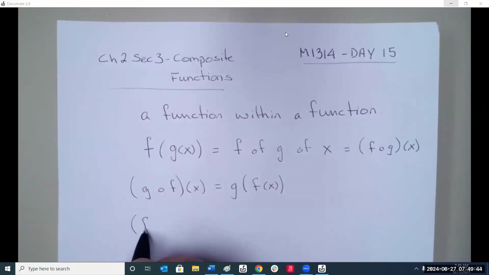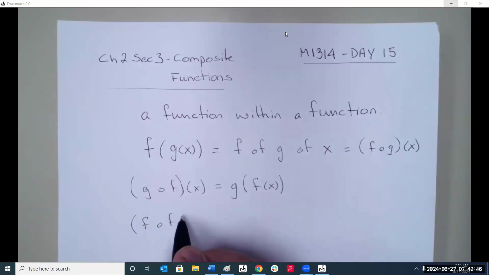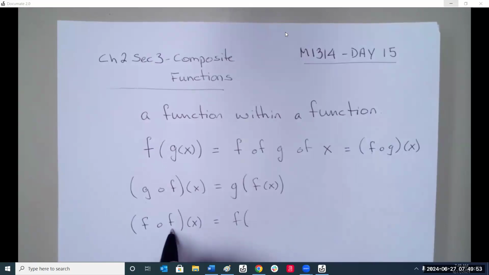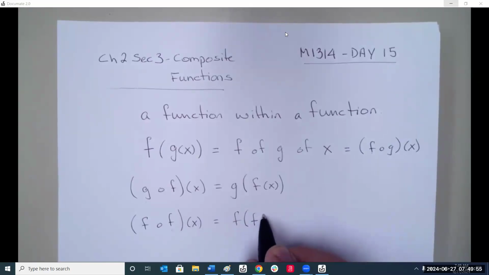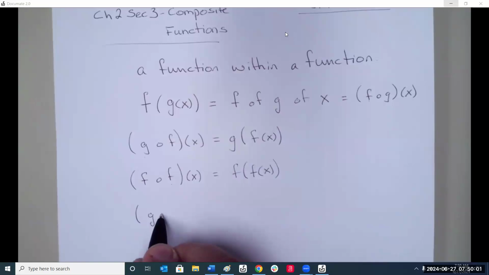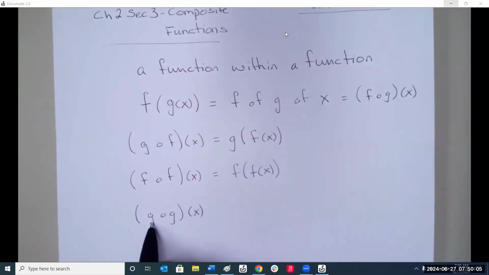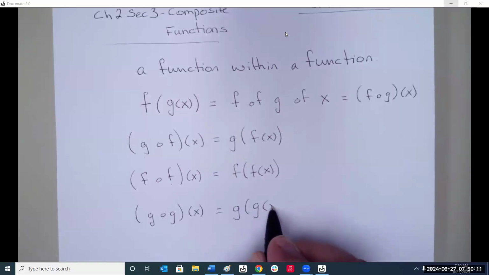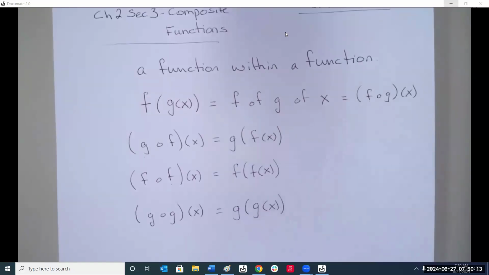And then we can also have the fof, which means f of f of x. And then we have the gog. So it's g of g of x.